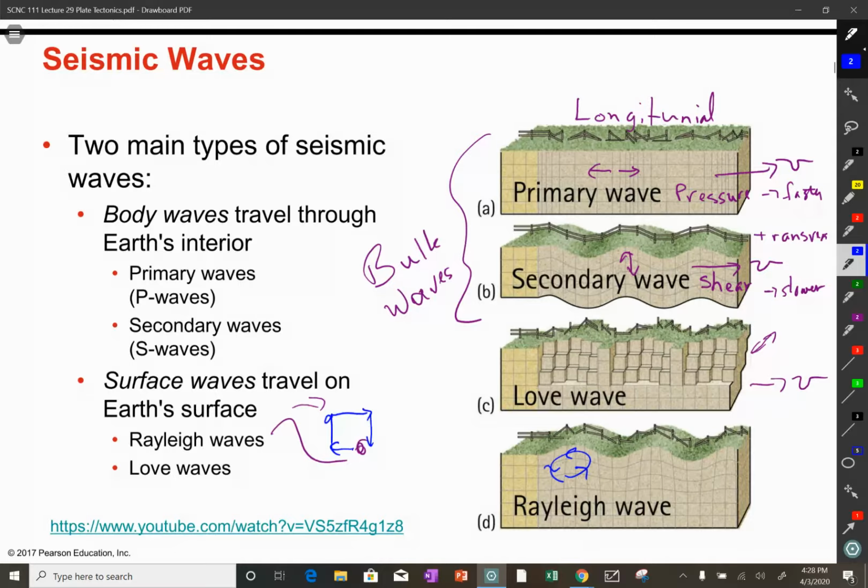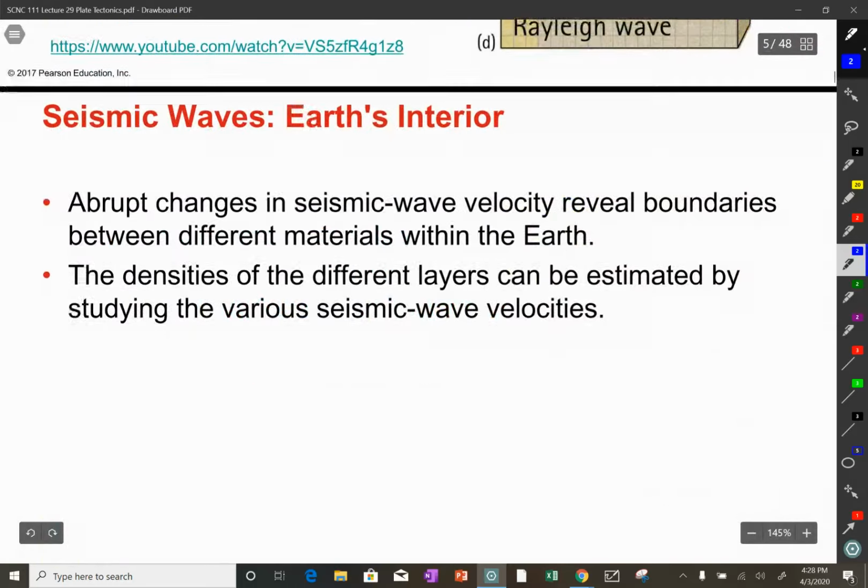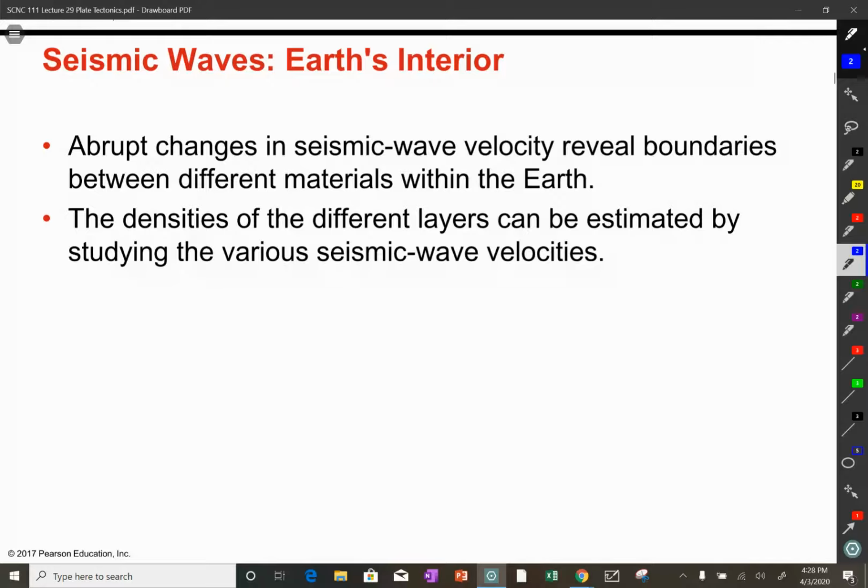And I have here a link to a video you can watch on your own to see the illustration of those different types of waves.